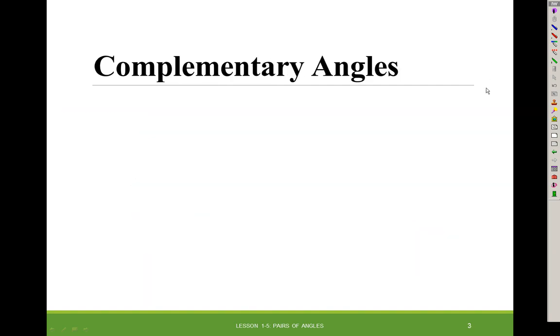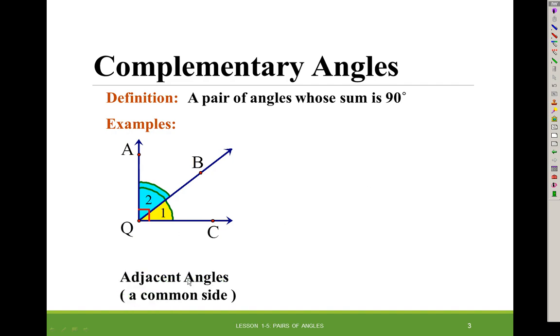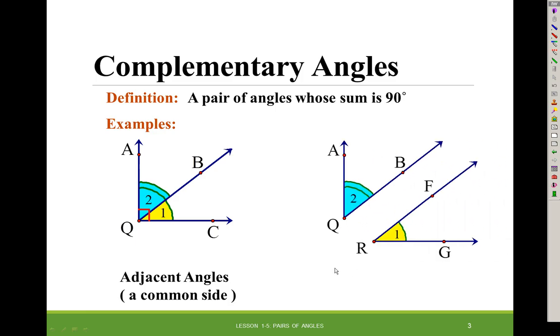Complementary angles. That's a pair of angles whose sum is 90 degrees. Here's an example. These two angles together form a right angle, and since a right angle is 90 degrees, these angles are complementary. And they're adjacent. You can have adjacent complementary angles, but they don't have to touch.